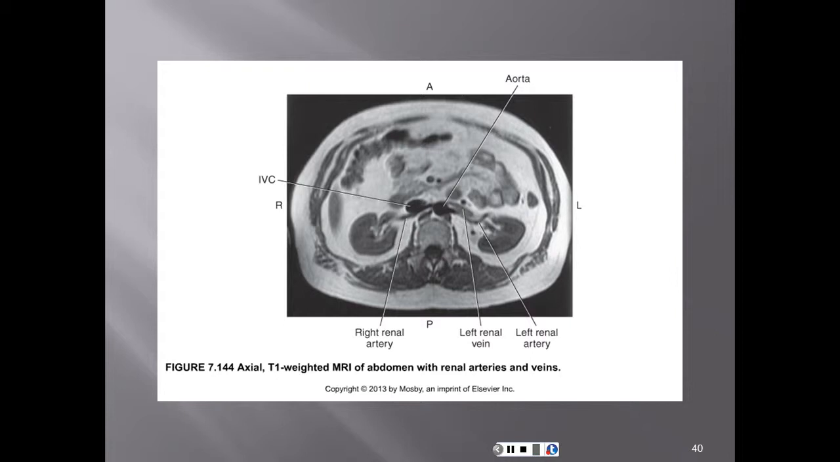But this, again, axial T1 weighted MRI image of the renal arteries and veins. Here we can see the lumbar muscles, kidneys, and you can course this right into the aorta. So if you course it right into the aorta, of course it has to be the left renal artery. This structure courses anterior to it, so this is the left renal vein. And if you look at the structure, it's going to course right in front of the aorta to enter into the IVC.